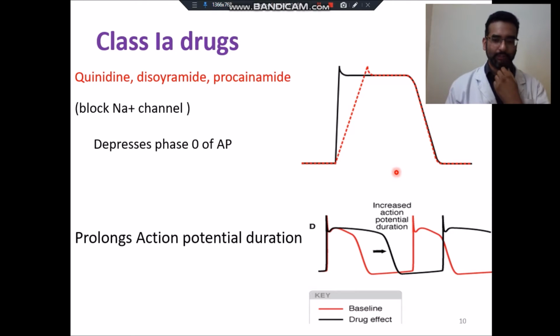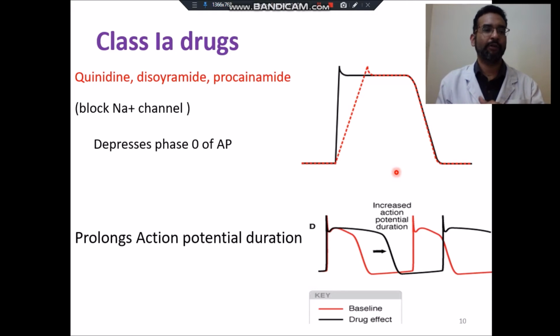Let's move on to discuss in detail each and every class of drug. For the class 1A drugs, we have quinidine, disopyramide, and procainamide. So these come under the class 1A drugs.